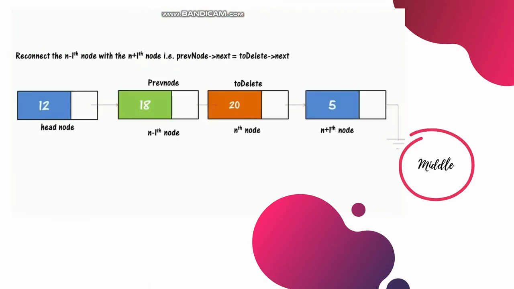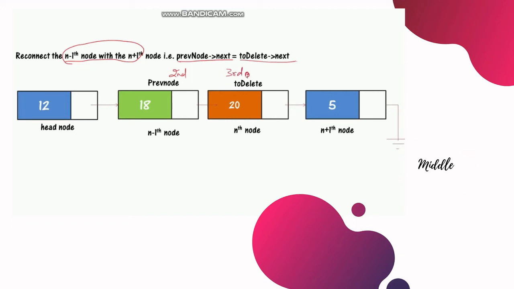Now once we have kept a track of the previous node and the node to be deleted, the next thing is we need to reconnect the n-1th node with the n+1th node. That is, we are updating the previous node's next to the to-delete node's next. So this is the previous node that we were talking about, this is the second node, and this is the third node that we are going to delete.